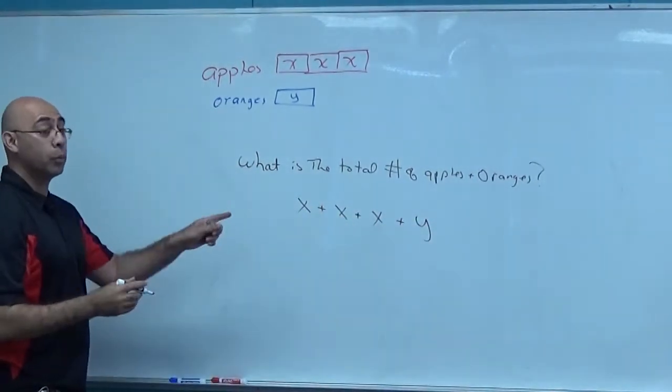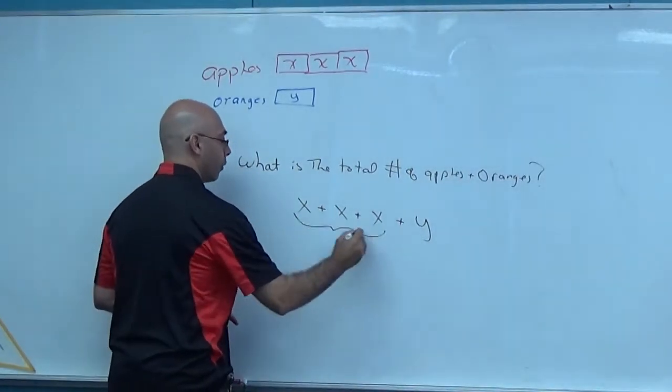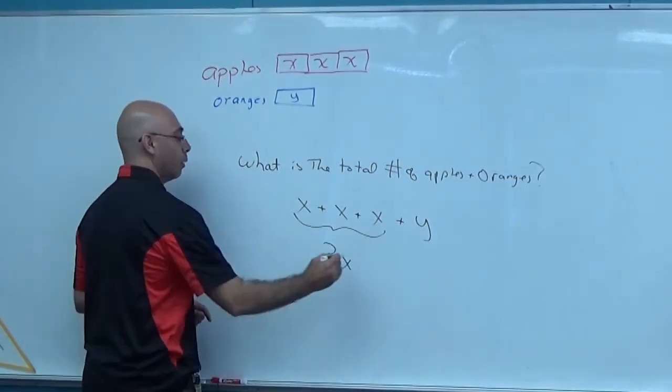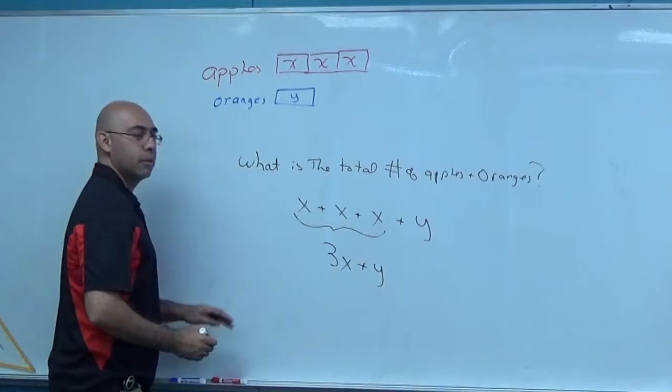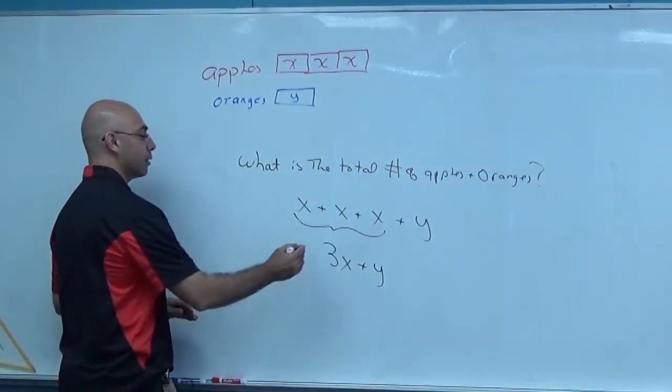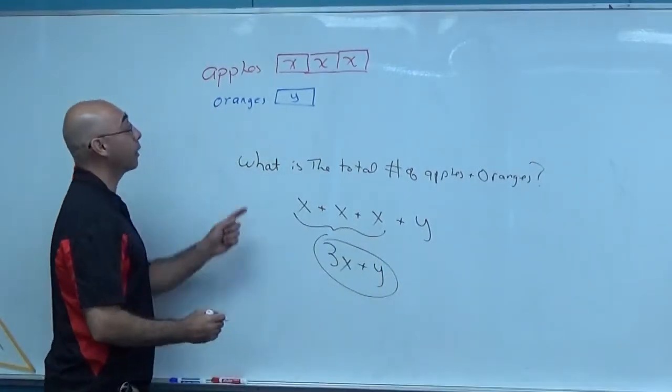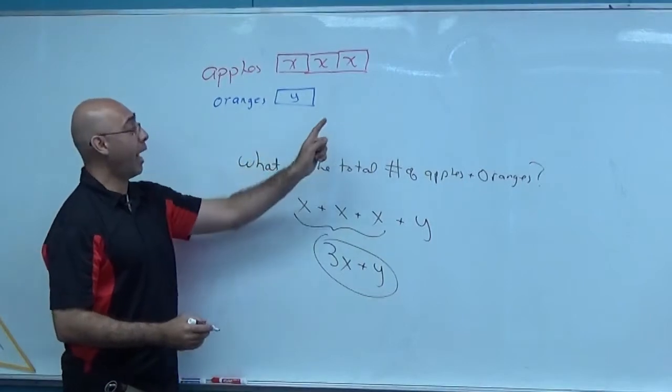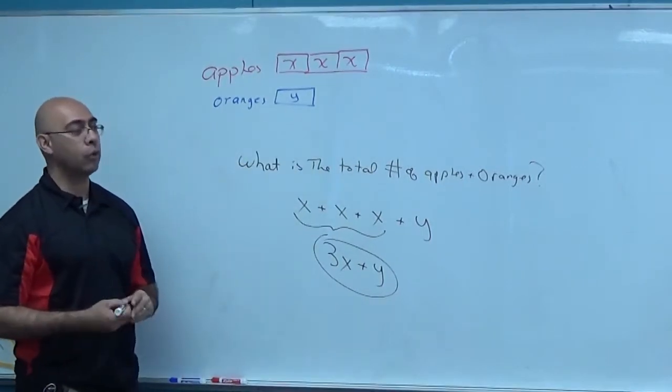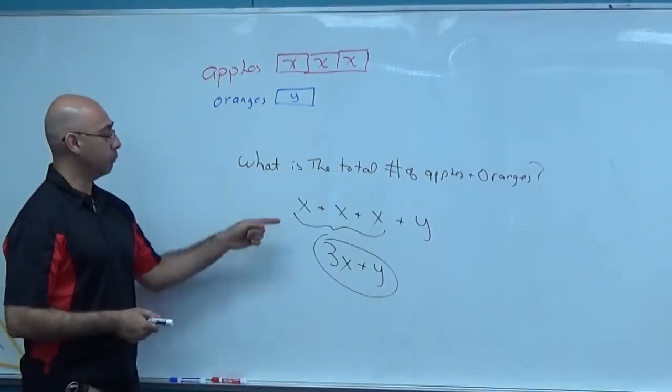Is that what you mean? Or do you mean this? You can combine them and write down 3X plus Y. Okay, good. Either way works, but this is how you would express it: 3X plus Y, because there are 3 of them and there's 1 of them. So when you're finding the total, just add them all up.